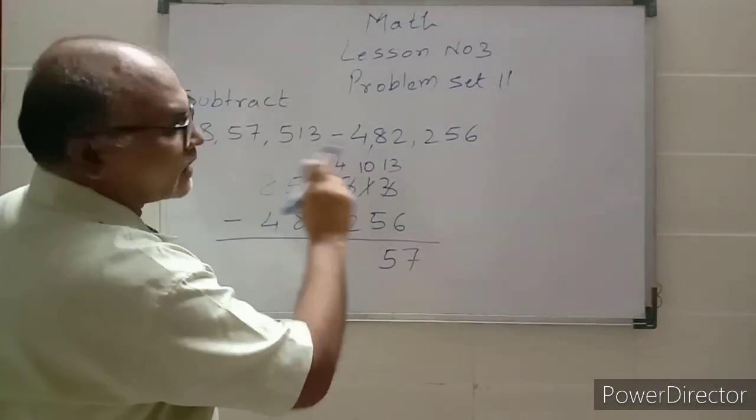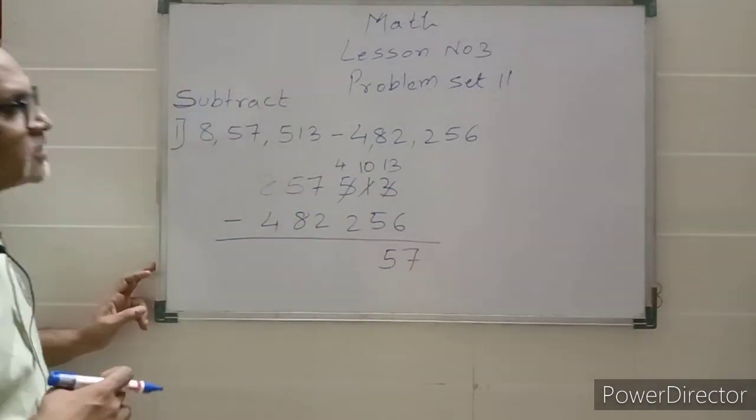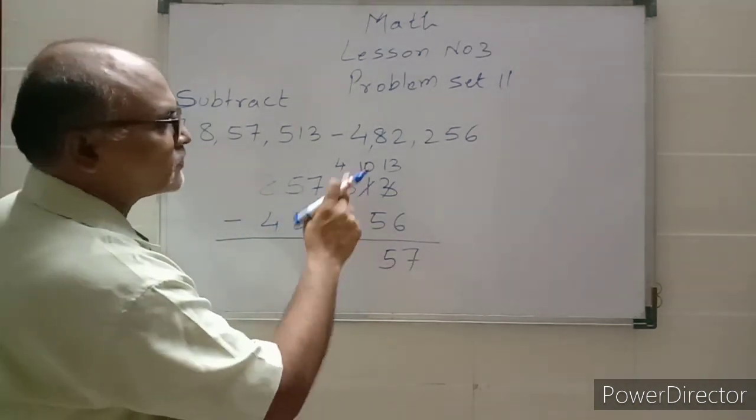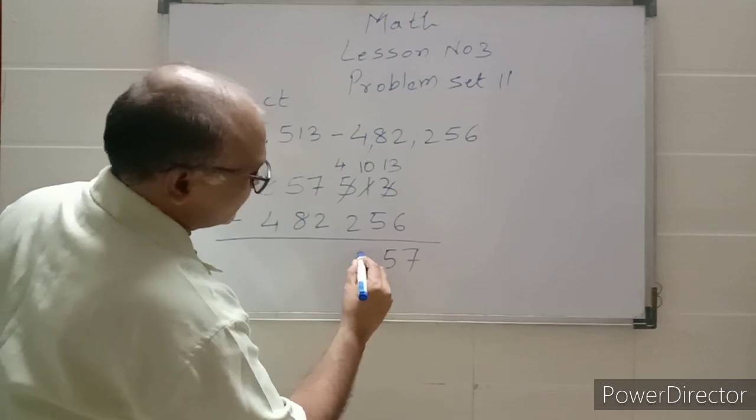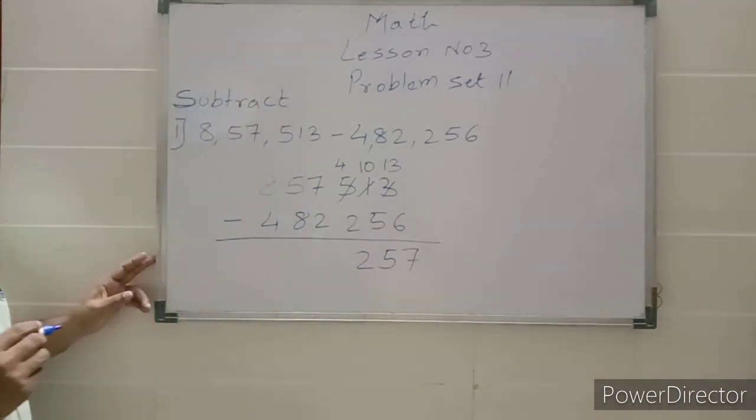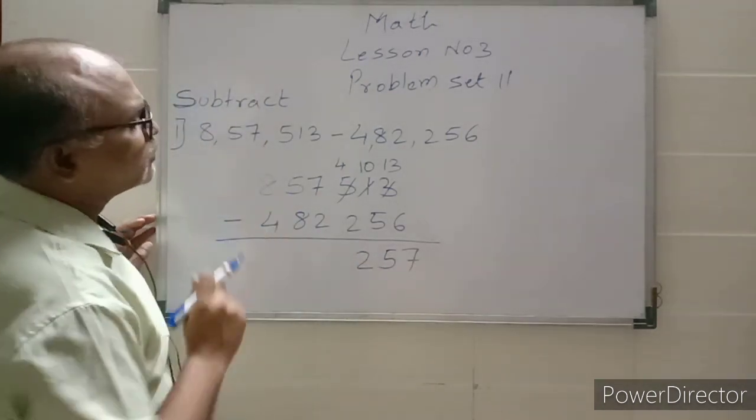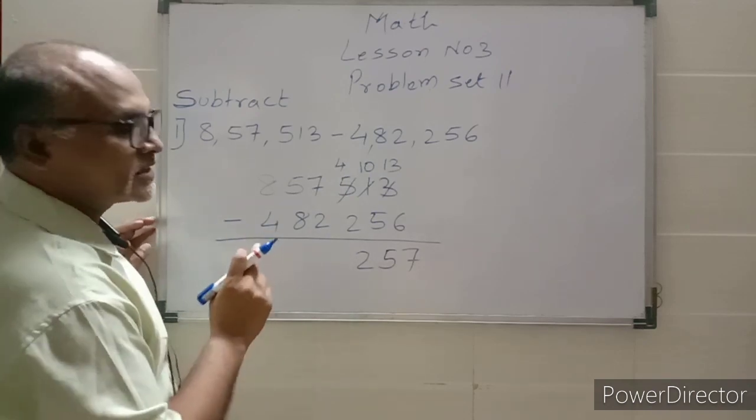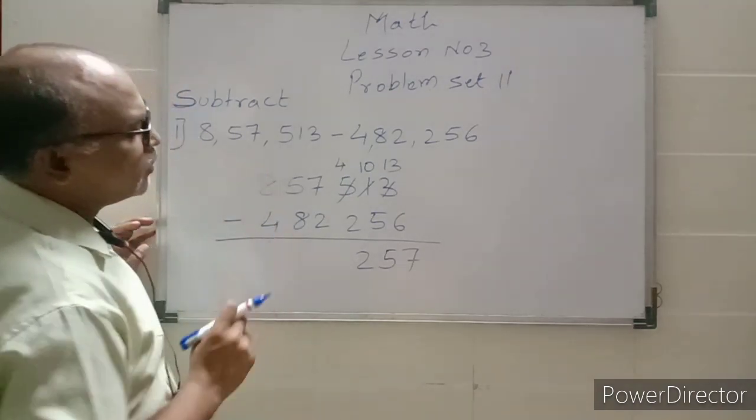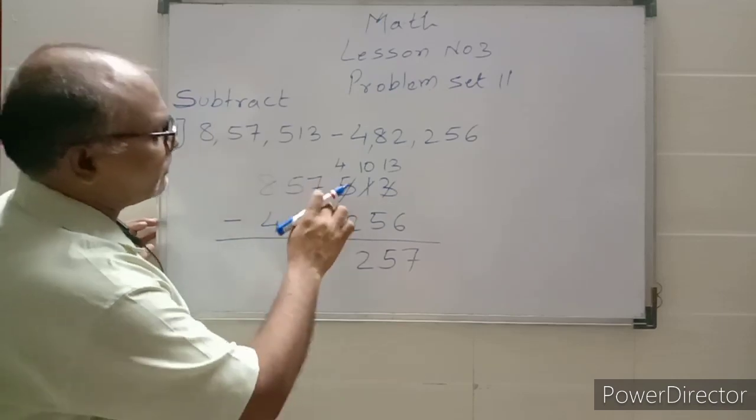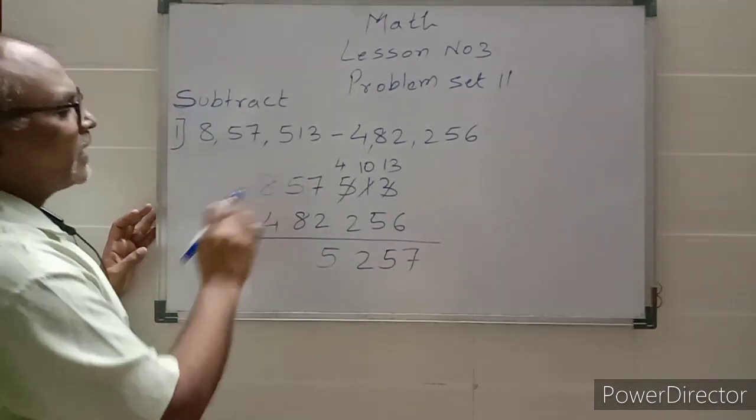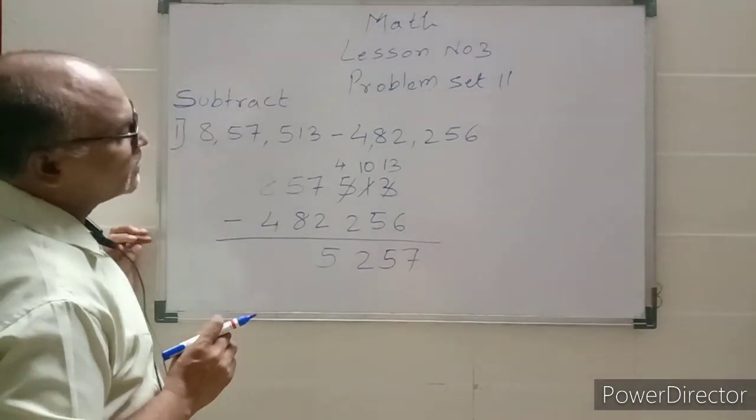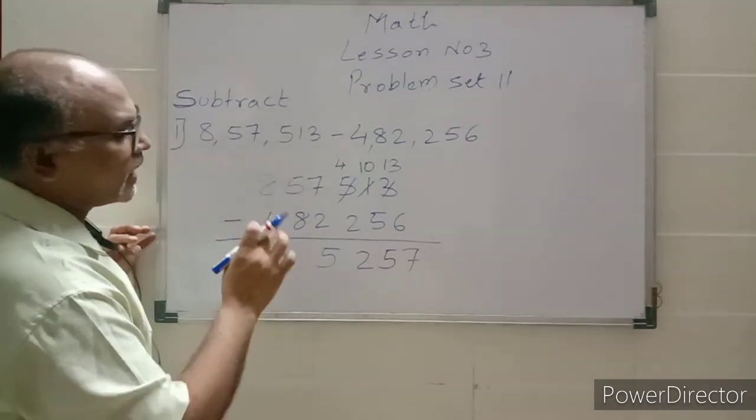Then again here the digit we got is 4 because we have borrowed 1 from this 5. Now 4 minus 2 is what? Now, in the thousands place, we have digit 7 in the upper number and in the lower number we have 2. 7 minus 2 is what? 5.